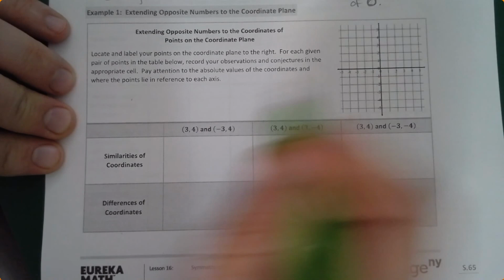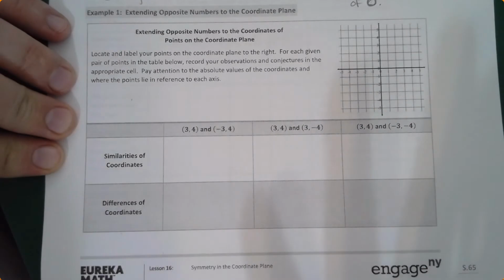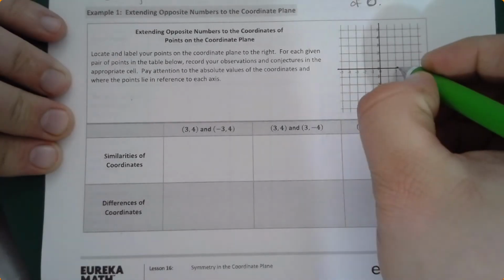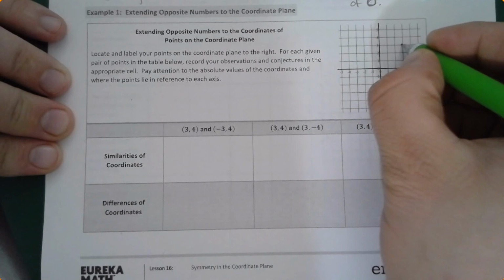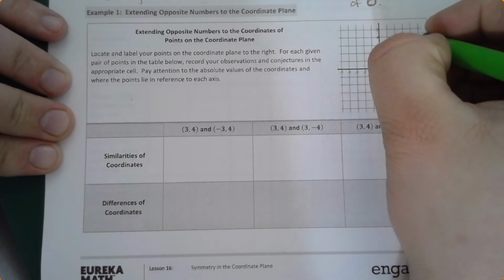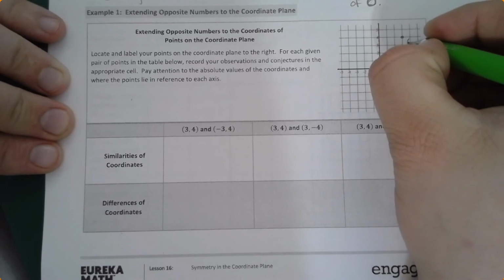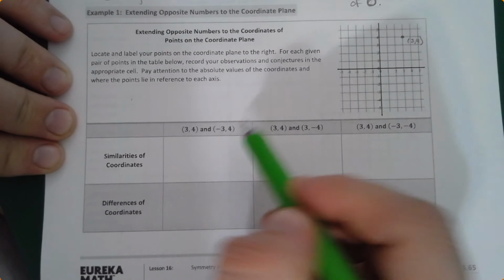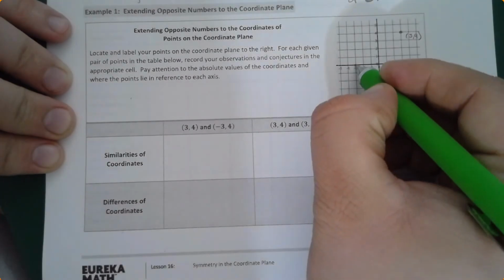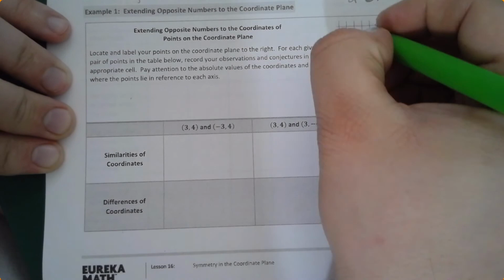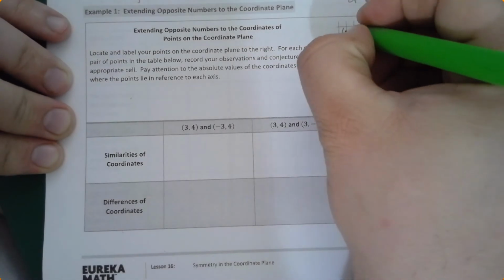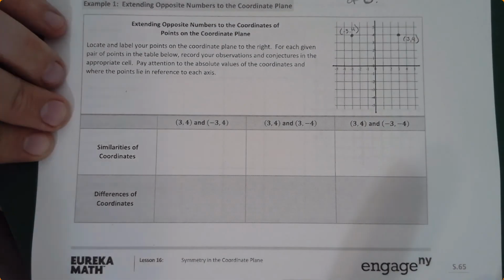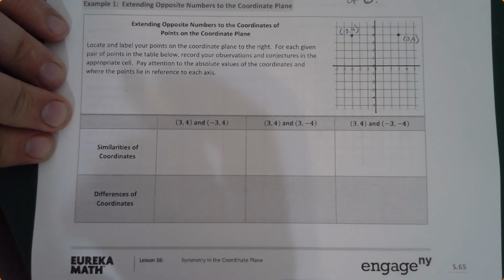Now, obviously, (3, 4) is going to be in quadrant 1 because it's positive. Okay? So we go 1, 2, 3, 1, 2, 3, 4. Okay? So here's point (3, 4). Now I'm going to do (-3, 4). -1, -2, -3, 1, 2, 3, 4. Okay? So that's (-3, 4). All right, now we have our 2 points listed on the graph. So now it's time for us to identify some similarities.